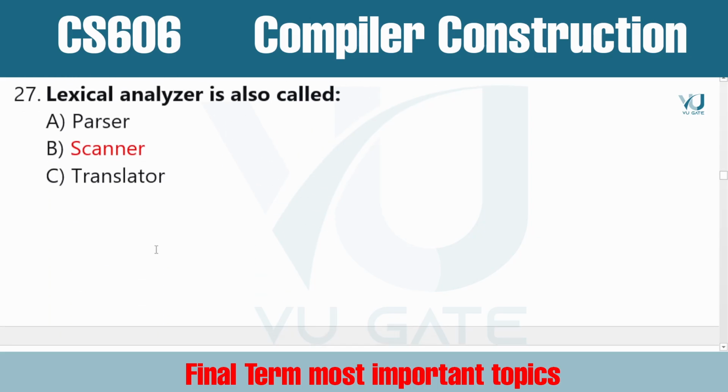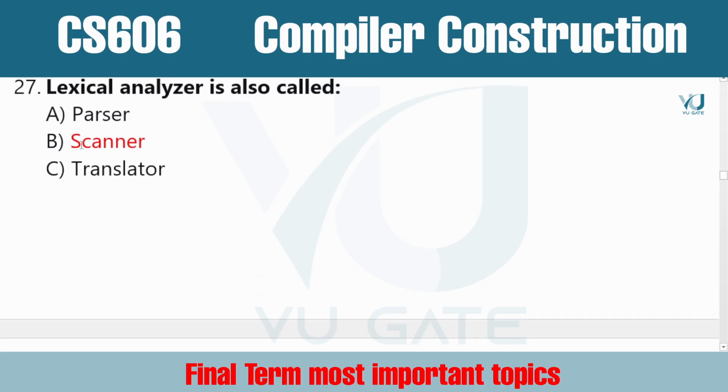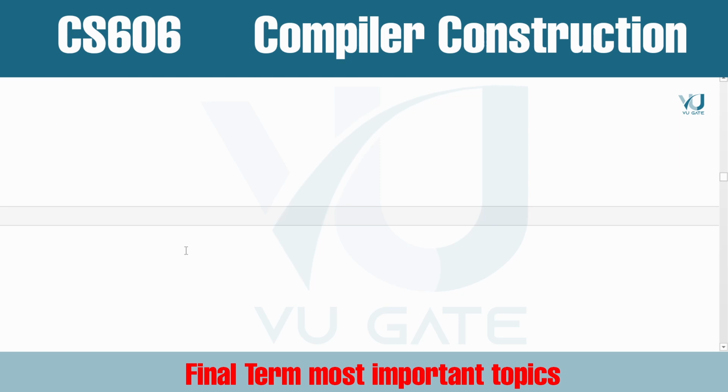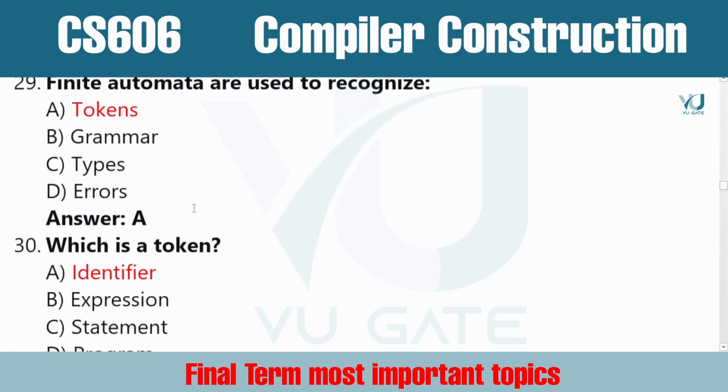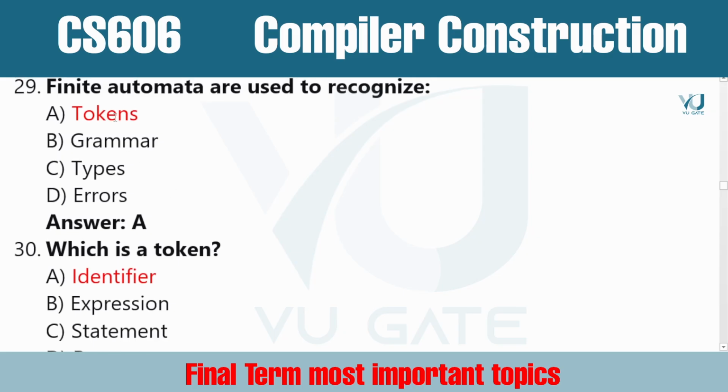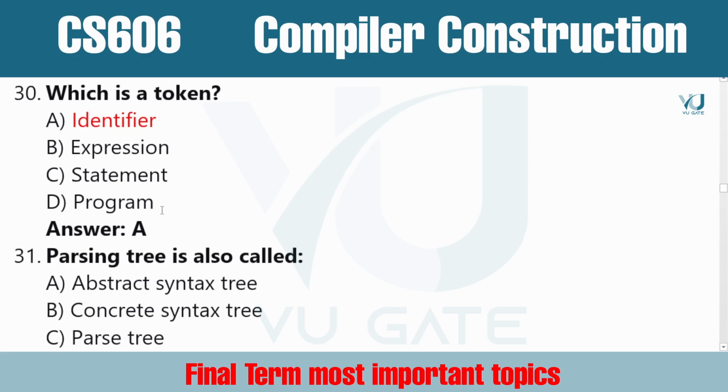Lexical analyzer is also called. The correct answer is option B, scanner. Regular expressions are used in. The correct answer is option A, lexical analysis. Finite automata are used to recognize. The correct answer is option A, tokens. Which is a token? The correct answer is option A, identifier.